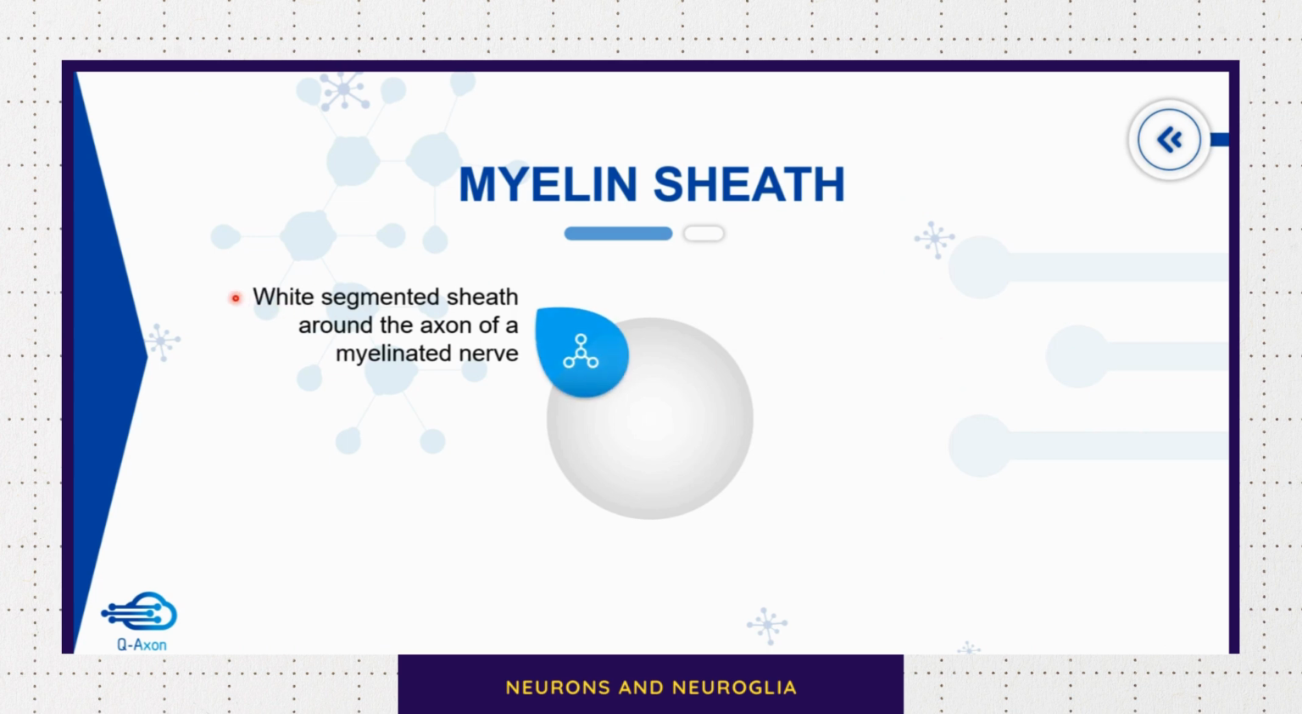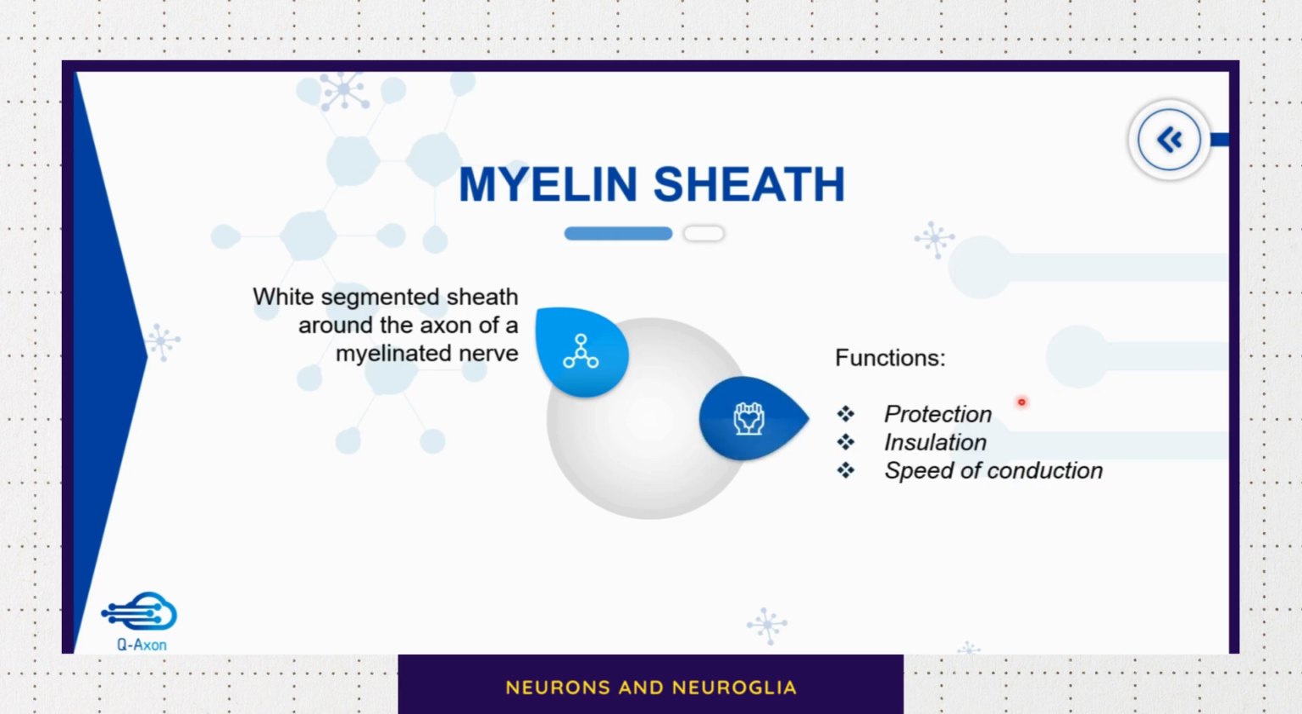So the myelin sheath can be seen as a white segmented sheath which covers the axon of a myelinated nerve. Myelin serves many important functions. It protects the nerve fibers, it insulates them, and most importantly, it accounts for the speed of conduction. Now, myelin is essentially made up of proteins and lipids. The lipid portion is very important because this is the one which provides for insulation, and as we shall shortly see, this contributes to the high speed of conduction.